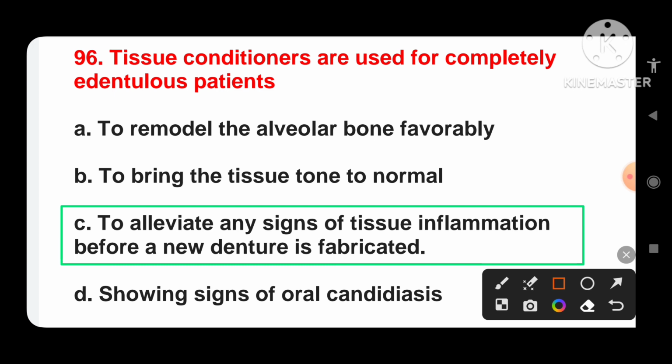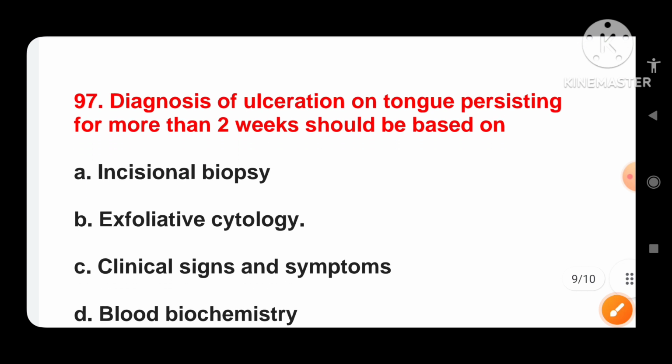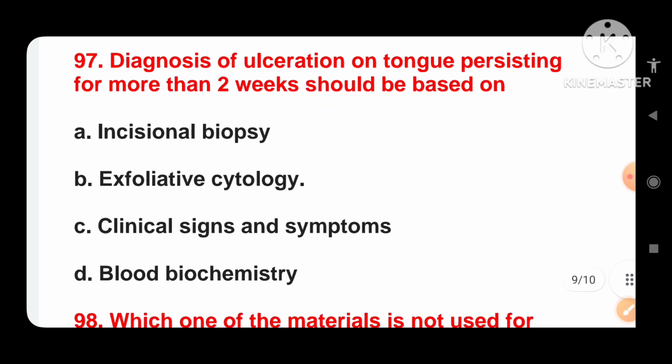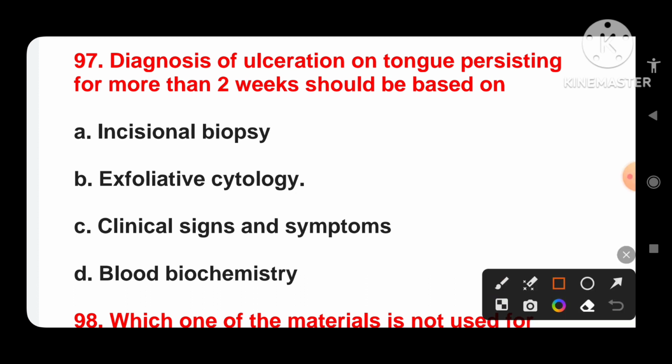edentulous patient. Next question is, diagnosis of ulceration on tongue persisting for more than 2 weeks should be based on incisional biopsy, exfoliative cytology, clinical signs and symptoms, or blood chemistry. So, when there is an ulceration on the tongue persisting for more than 2 weeks, the most reliable method for diagnosis is often an incisional biopsy.